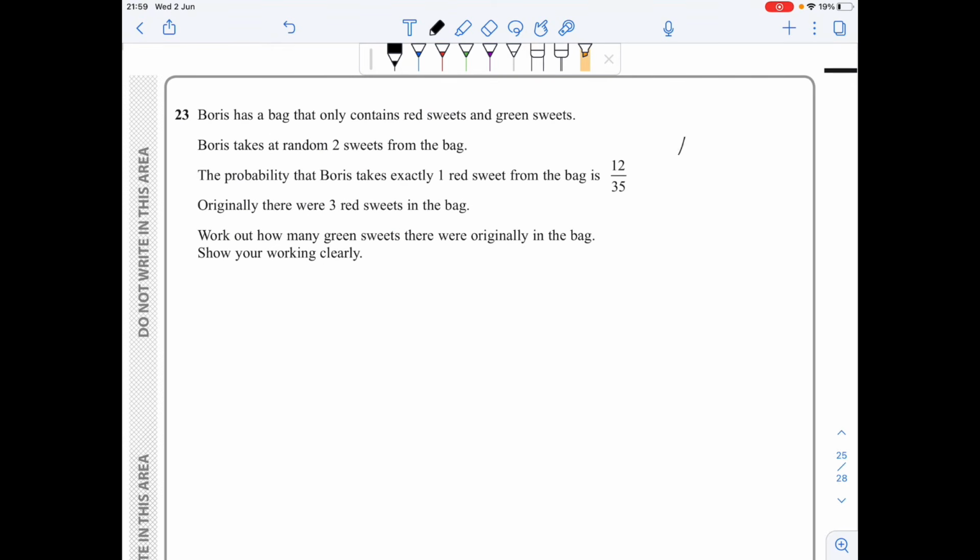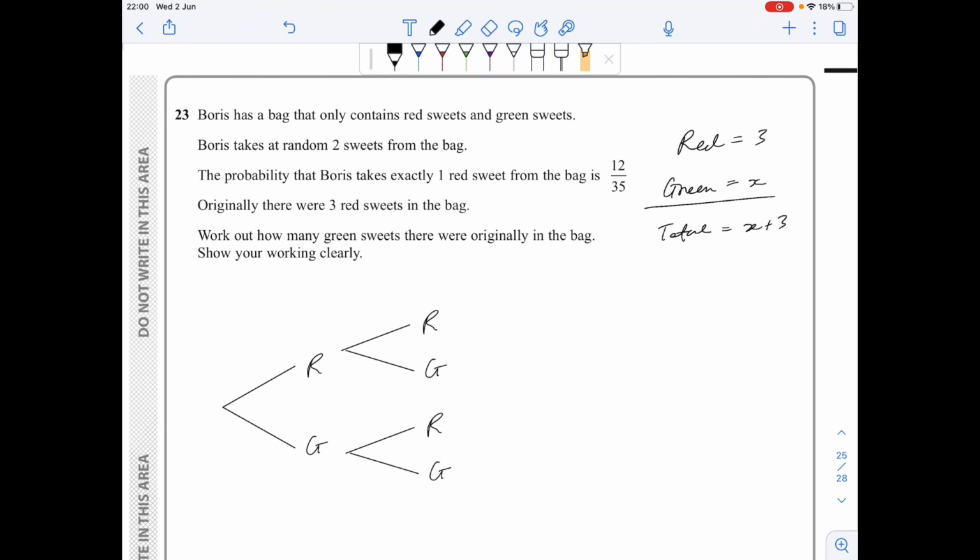For this question, let the number of red be 3 as given and the number of green be x. So the total is x plus 3. I will start by drawing a tree diagram. During the first draw, I've got 3 out of x plus 3 for red and x over x plus 3 for green. Now if the first one is red, then there are 2 out of x plus 2 red and x out of x plus 2 are green. If the first one was green, the red remain as 3 out of x plus 2, but the green are now x minus 1 out of x plus 2.